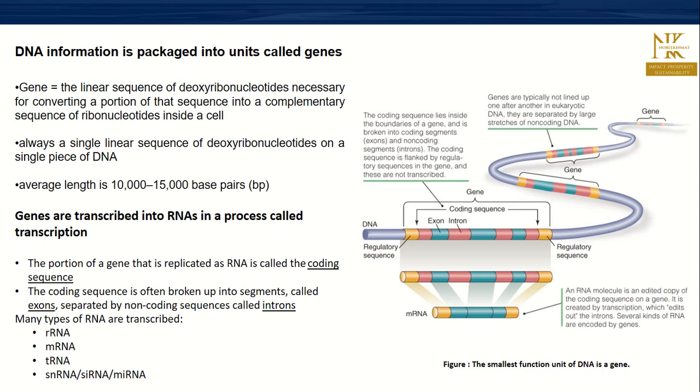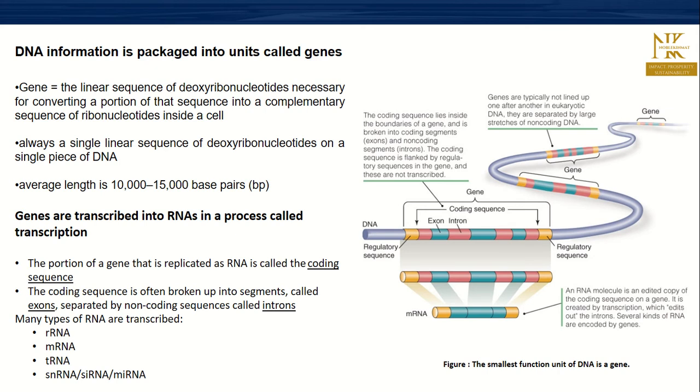Now, we will understand better. There is always a single linear sequence of deoxyribonucleotides on a single piece of DNA, and the average length of a gene is 10,000 to 15,000 base pairs. Genes are transcribed into RNA in a process called transcription. We know that already. A portion of that gene that is replicated in RNA is called the coding sequence, while the portions that are not translated are the non-coding sequence.